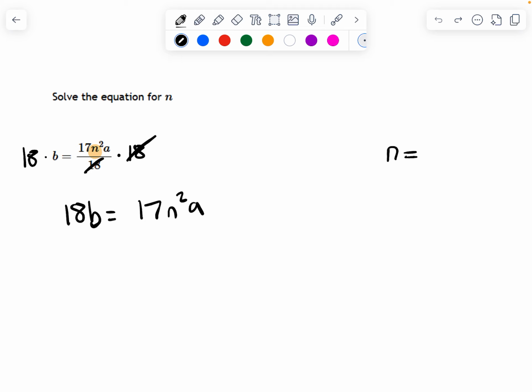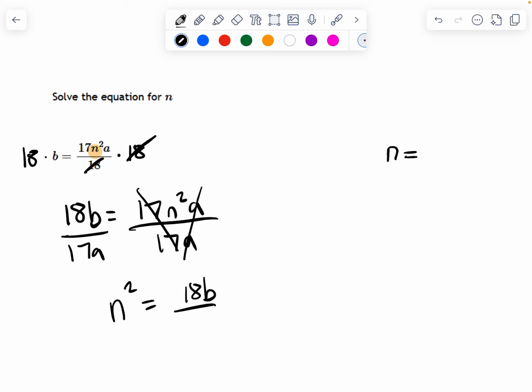So then I'd say, all right, well, which of those do I want to move? Why not both? Because think about it. What operation is joining the 17 to the n squared? Multiplication. What operation is joining the a to the n squared? Also multiplication. They're both being multiplied, which means they can both be undone by division. You can divide both the 17 and the a, and you can do it in the same step in order to move them over. All right, so 17 over 17, that's 1. A over a, that's 1. You're good to go. So then you have n squared equals 18b over 17a.